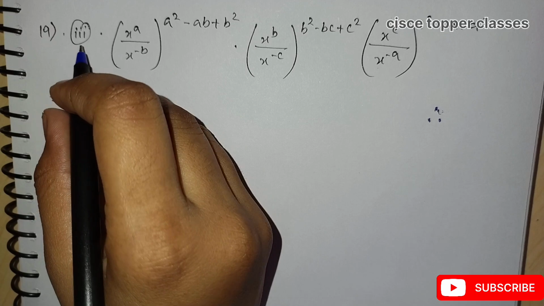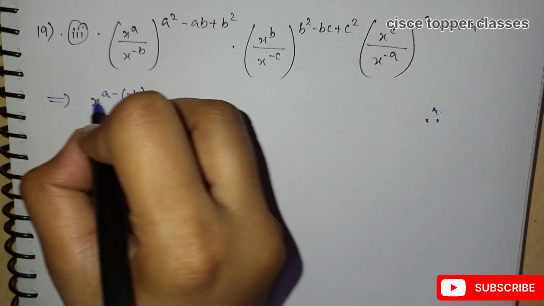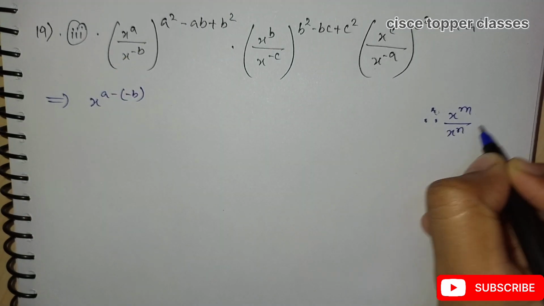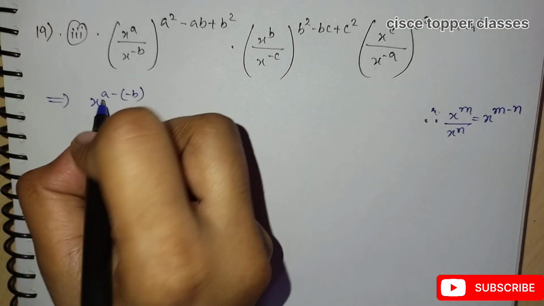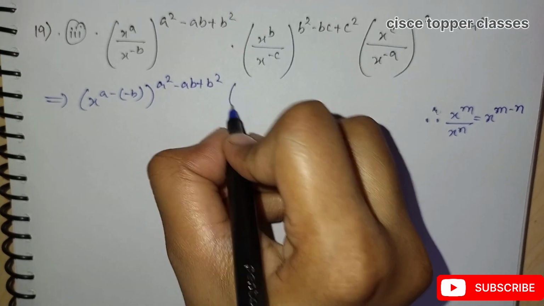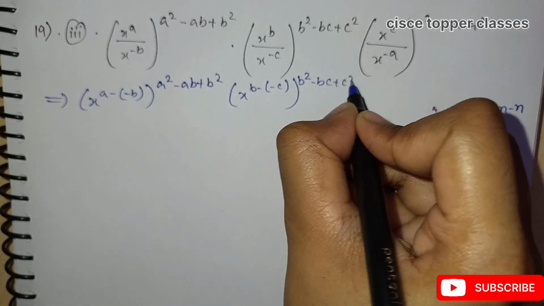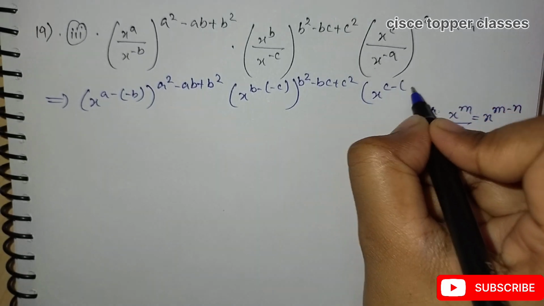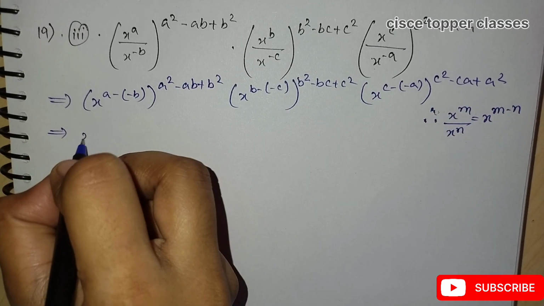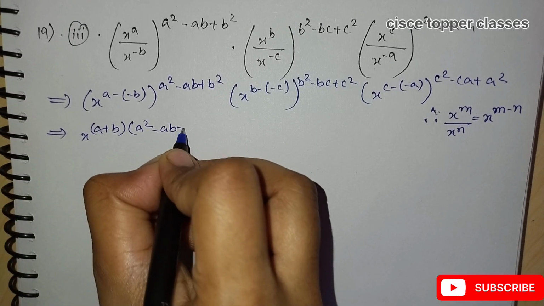Here we are going to solve the 19th third question. So here we can write it as a − b, because we are using the formula x^m divided by x^n as x^(m−n). So same thing here also: a² − ab + b², here x^(b−c) with b² − bc + c², and here x^(c−a) with c² − ca + a². Simply we can write this as x to the power (a + b), with a² − ab + b².